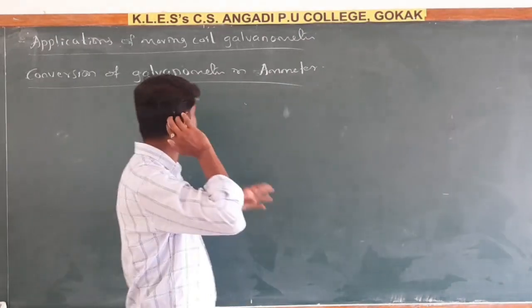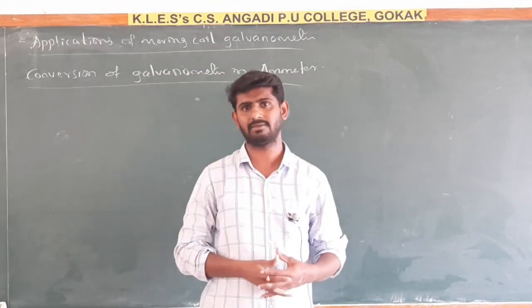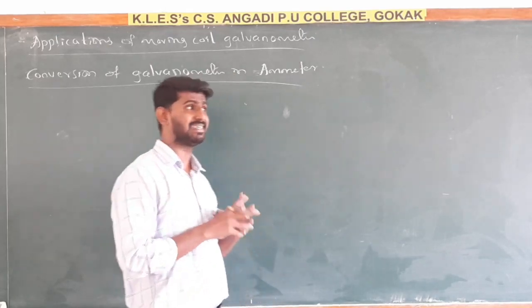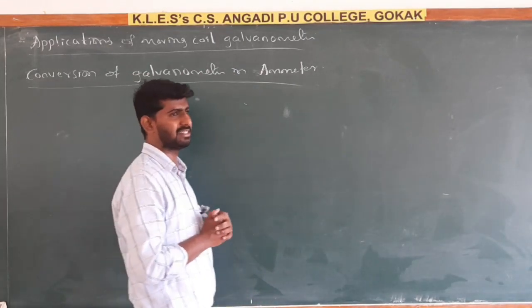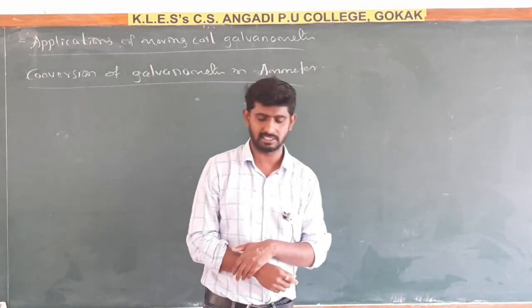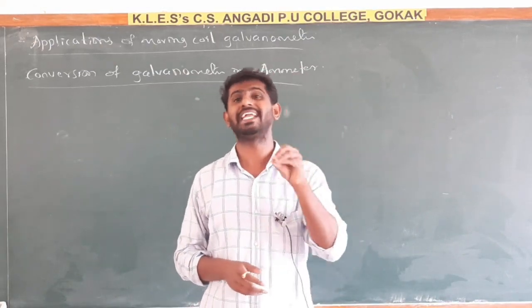Okay, then if you want to convert the galvanometer into an ammeter, first you should minimize its resistance, so that automatically it converts into an ammeter. How to minimize the resistance? And you know, the galvanometer has a particular value of resistance. The galvanometer which you use in our laboratory has 50 to 80 ohm.